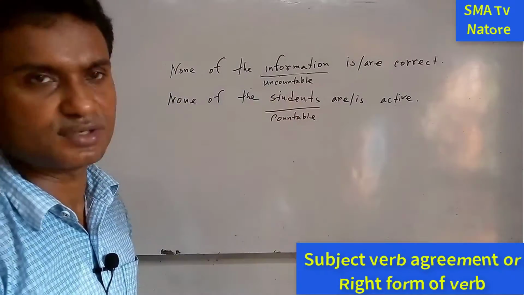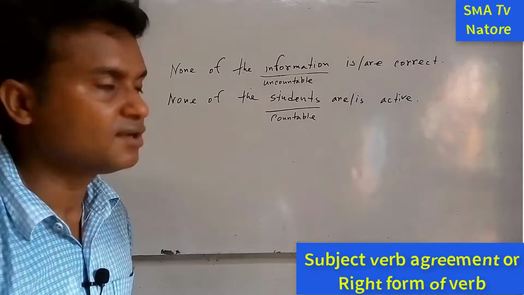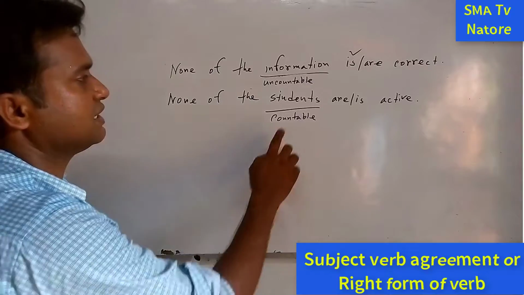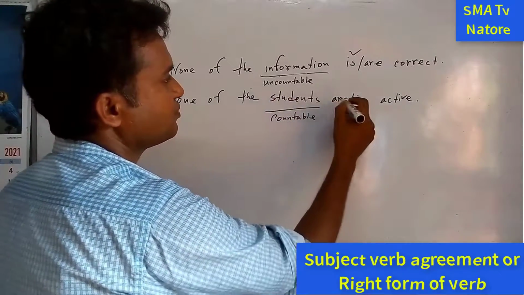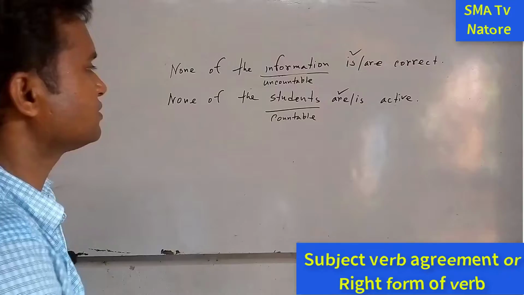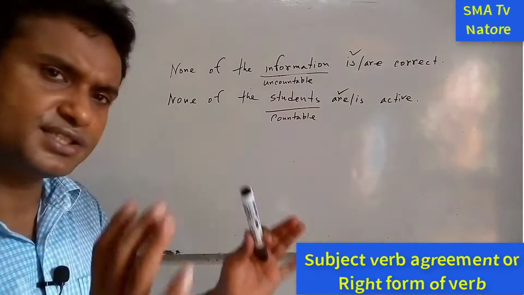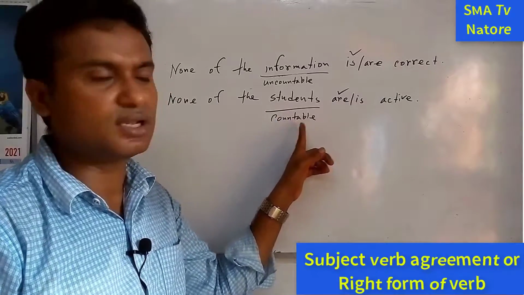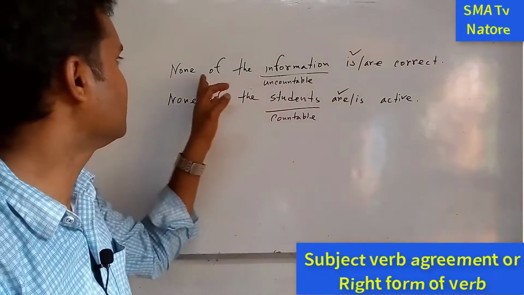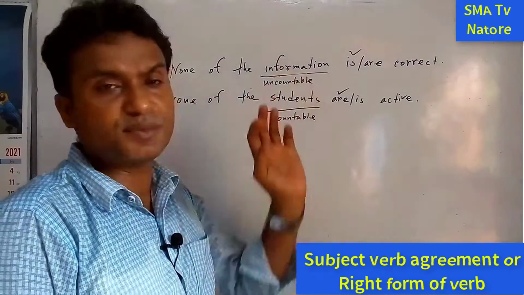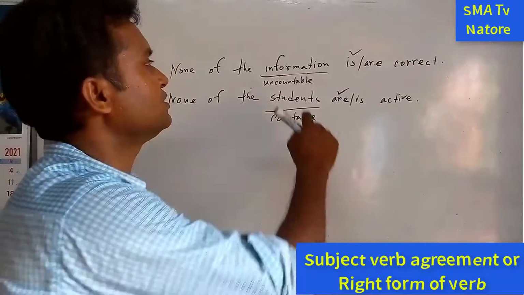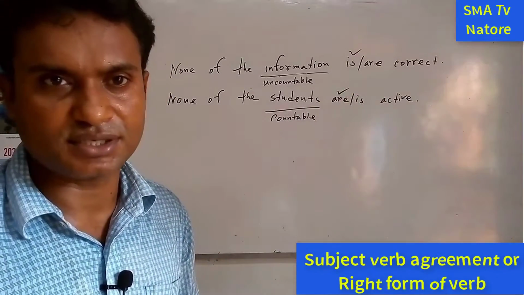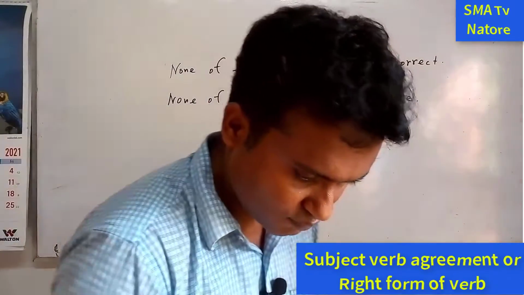None of the information. This noun is uncountable. For this reason we have to use here is. But if there is the countable, you have to use are. But why? Because none of the students, that is lot of students, they are not active. For this reason students, and this is the countable. For this reason are is the acceptable. But here none of the information, the information is not the countable. For this reason this part is uncountable. For this reason we are using is. I hope that it is easy for you to understand it.